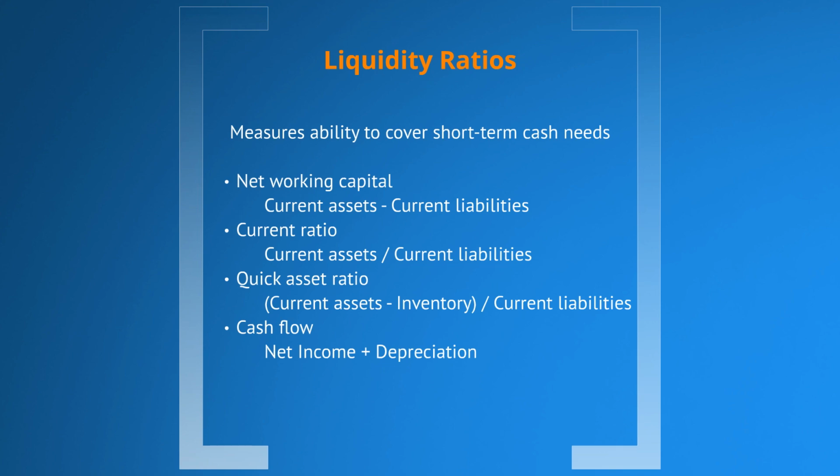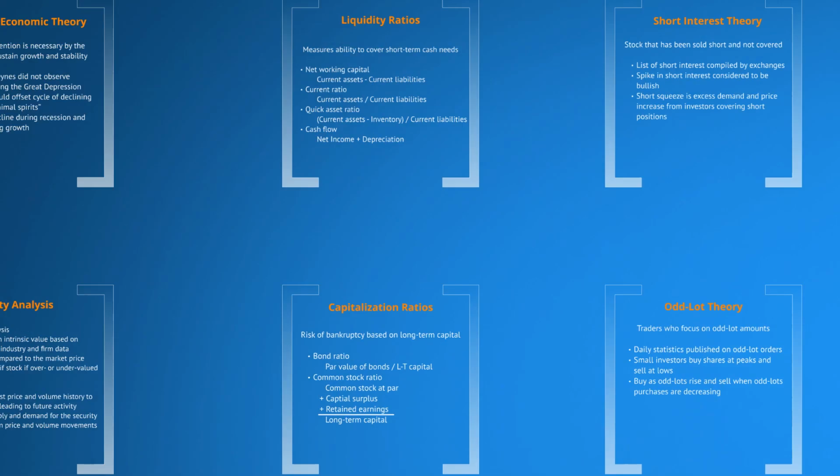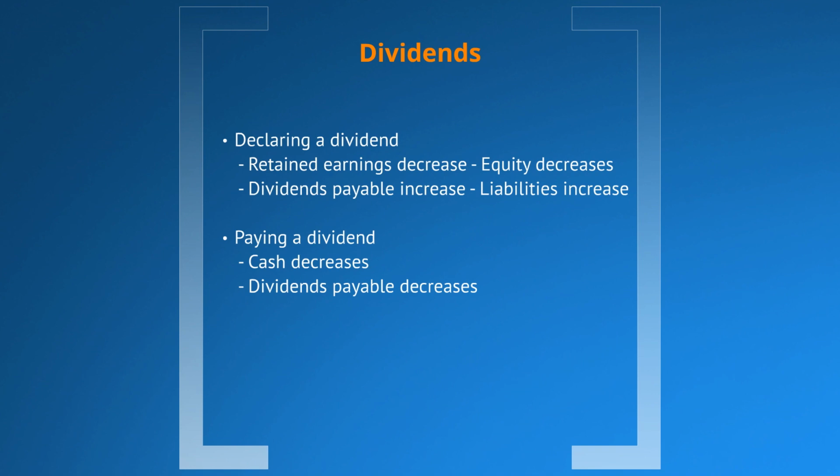the firm is generating. We also have capitalization ratios, which are the risk of the bankruptcy, taking a look at the leverage situation of the firm. So we have the bond ratio, the par value of bonds divided by long-term capital, and a common stock ratio. There's other types of ratios, but we'll have to stop there for now, and they are all included in our helpful app.